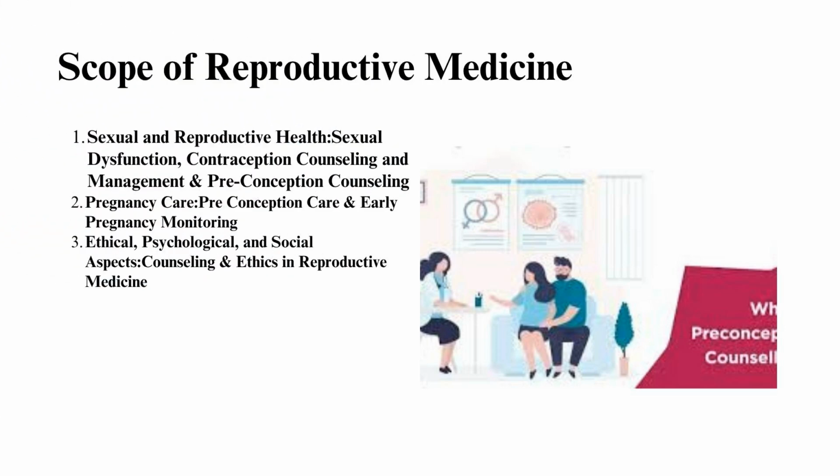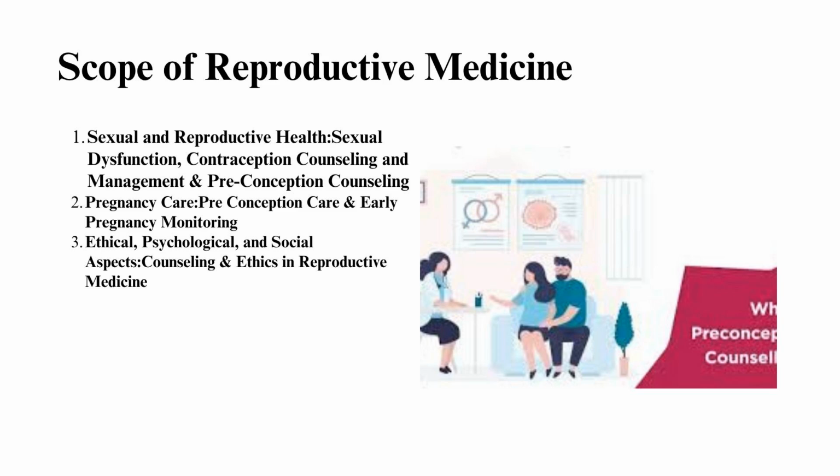Sexual and reproductive health. Sexual dysfunction, addressing issues related to libido, arousal, or orgasm, which can affect fertility. Contraception, counseling, and management, providing information and medical interventions for both permanent and temporary contraception methods. Preconception counseling, preparing individuals or couples for pregnancy through lifestyle counseling and health assessments.